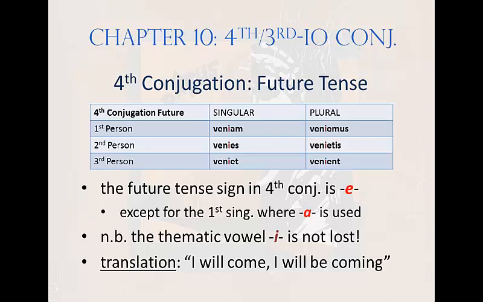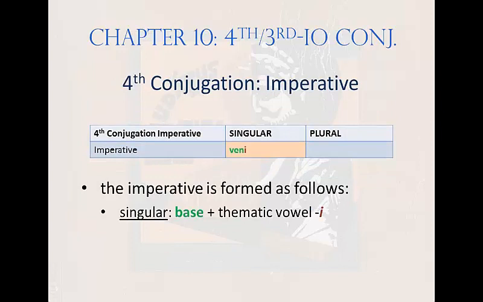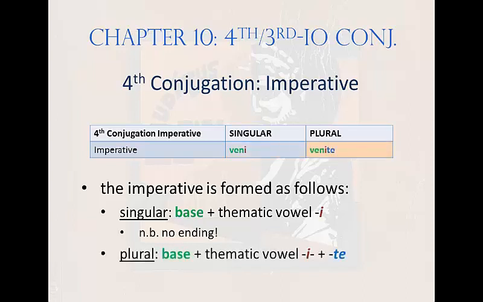On second thought, this future's not very exciting. I withdraw the comment. The other forms in fourth conjugation follow predictable patterns too. The imperative mood uses the verb base, to which it adds the thematic vowel I, and no ending to form the singular. The plural uses the ending te, rendering forms like veni and venite, meaning come! Singular and plural.